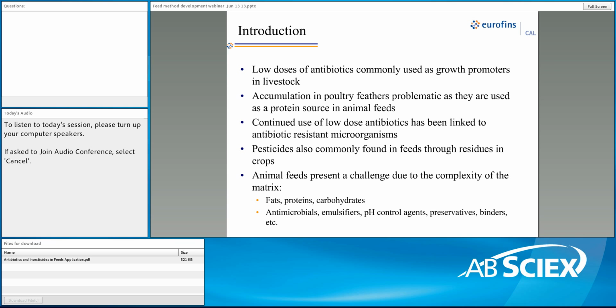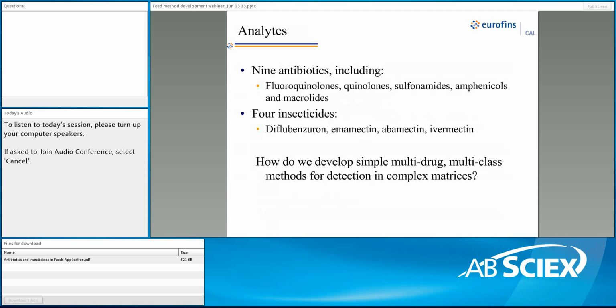The matrix we're looking at, and this is really a lot of the issue I want to focus around today, is how we work with these complex feeds. They're difficult because of a number of reasons. They have a lot of components there. Obviously, as a feed, they have a lot of fats, proteins, and carbohydrates. But in addition, there's a number of things such as antimicrobials, emulsifiers. We have pH agents, preservatives, binders, etc., which are added to the feed to increase shelf life and to ease production. So it's a very complex system to work with.